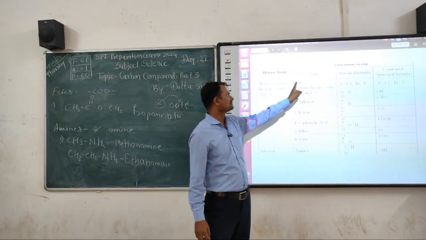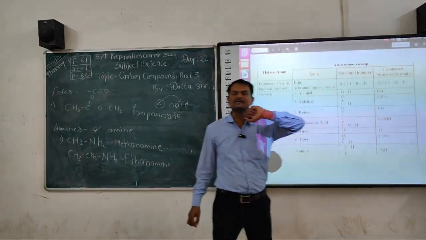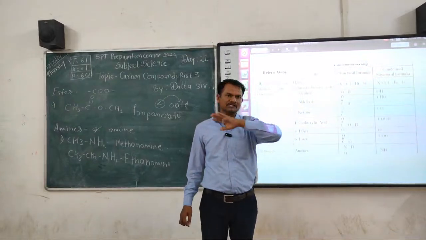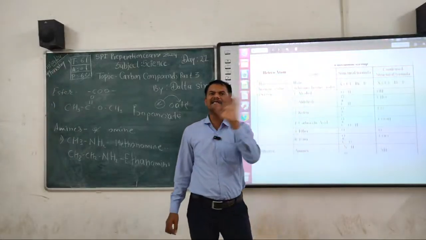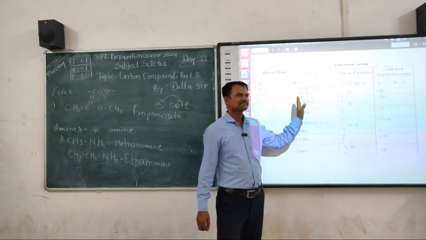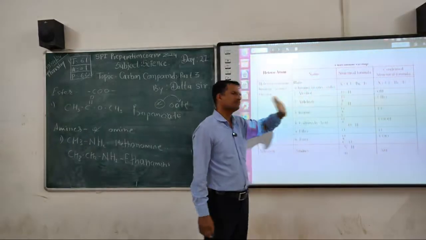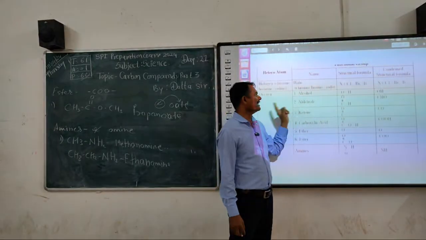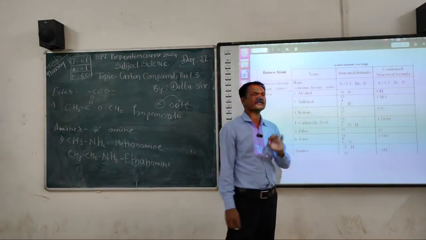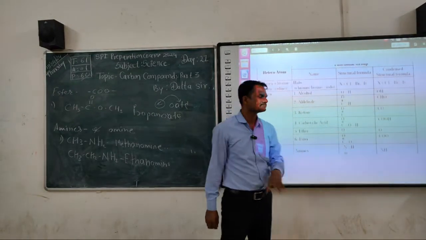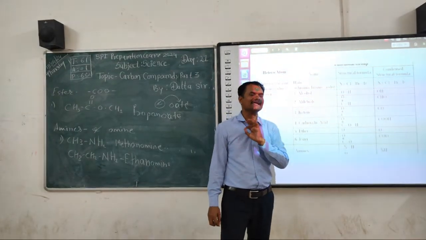Okay. First, haloalkane: write the prefix chloro, bromo, iodo, or its position 1, 2, 3, whatever it may be. Then alcohol: remove E and write OL, or write the position of the functional group, OH at 1, 2, 3, whatever it is. Then aldehyde: remove E and write AL. For ketone, remove E and write ONE. Then for carboxylic acid, remove E and write oic acid.